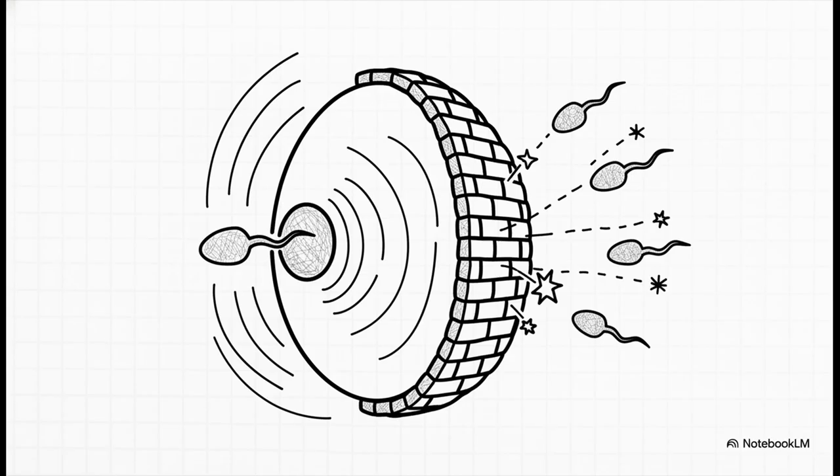This calcium wave acts like a blazing biological alarm system. It instantly hardens that inner envelope. This locks the door and absolutely prevents any other sperm from entering, which is a vital, life-saving protection, because if multiple sperm entered, the genetic math would be completely ruined.